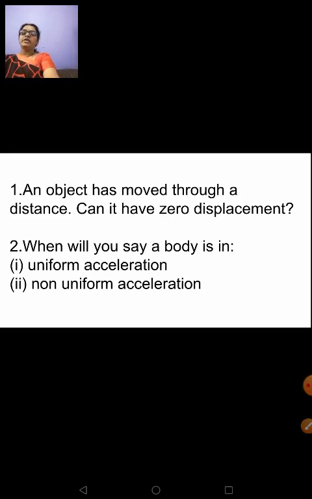When will you say a body is in uniform acceleration or non-uniform acceleration? Here you have to recall the definition that you have learned. A body is in uniform acceleration when the velocity changes in equal amounts in equal intervals of time. Example, an object falling freely towards the ground. Non-uniform acceleration is when the velocity changes in unequal amounts in equal intervals of time. For example, a car moving in a crowded street. These can be given as examples, but you have to write the definition for uniform acceleration and non-uniform acceleration.